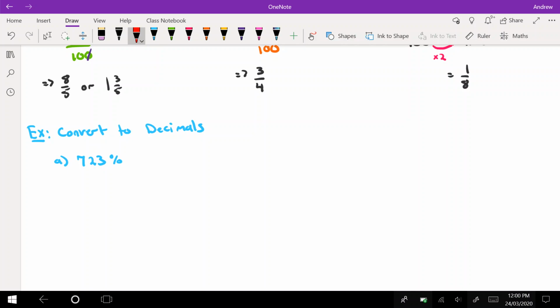So how do we write a percentage as a decimal? What were our steps? You ignore the sign and then you divide it by 100. Ignore the sign, divide by 100, which would equal 7.23, and that's your answer. 7.23 is 723% as a decimal.